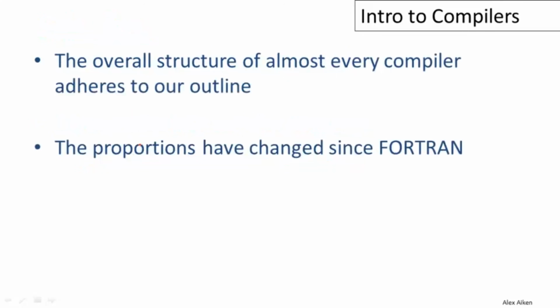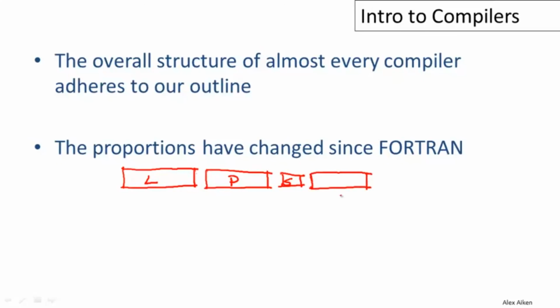To wrap up, almost every compiler has the 5 phases that we outlined. However, the proportions have changed a lot over the years. And if we were to go back to Fortran 1 and look inside of that compiler, we would probably see a size and complexity that looks something like this. We'd have a fairly complex lexical analysis phase, an equally complicated parsing phase, a very small semantic analysis phase, a fairly involved optimization phase, and another fairly involved code generation phase.